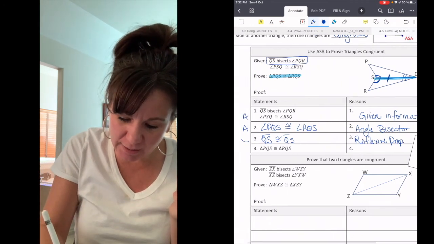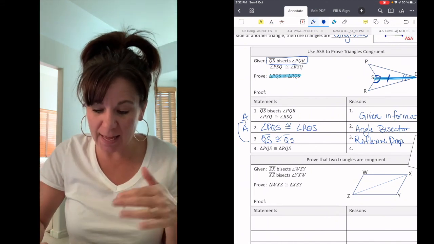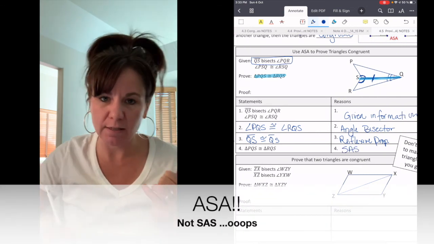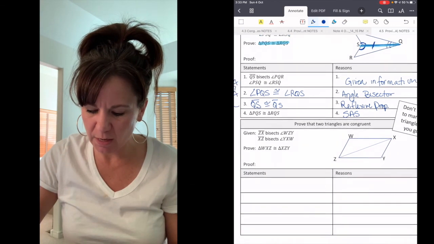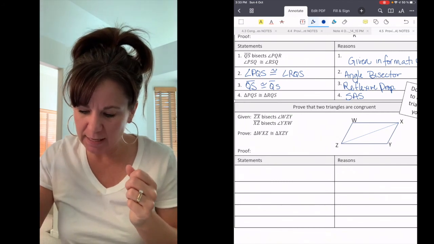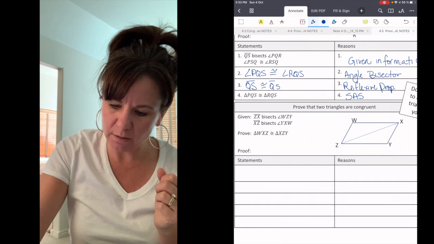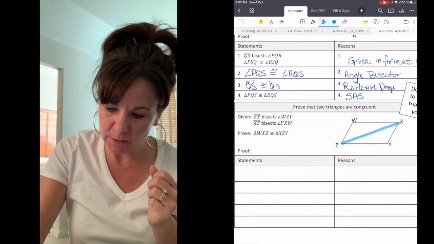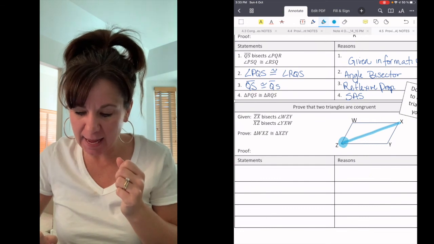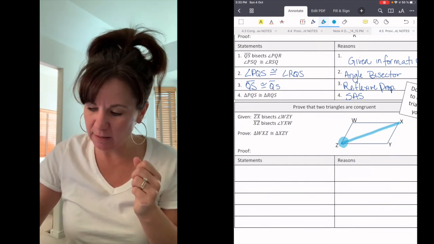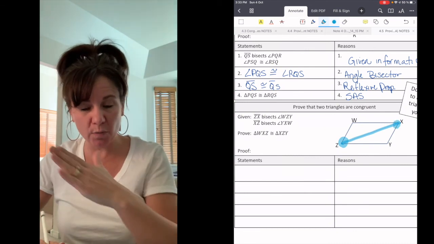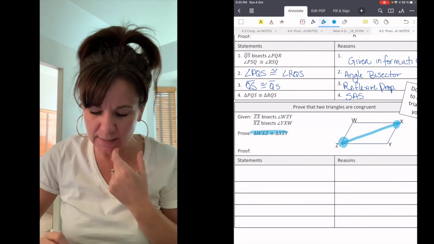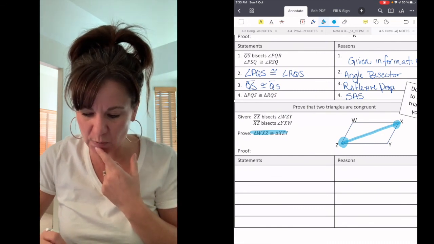And this side is actually an included side. So we can say that the two triangles are congruent, PQS is congruent to RQS because of the angle side angle congruence. Let's do another one of those. So here we have another figure, and we're given that ZX bisects angle WZY, so it bisects that angle there, and XZ bisects angle YXW. So that line in between there bisects both of the angles that it hits on either side of our parallelogram. And we want to prove that WXZ is congruent to XZY.